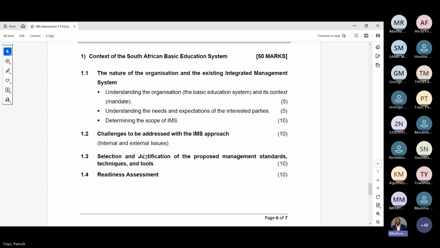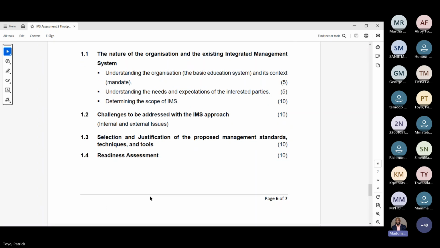Right, moving to 1.4, readiness assessment. I think also this one is going to require us a bit of interacting with some of the schools. Because we've now got an idea of the internal and external issues, and now we're trying to come up with selecting the appropriate tools and techniques or management standards. We also now need to look at the readiness assessment. Are these schools really ready for us to assist in terms of implementing IMS?